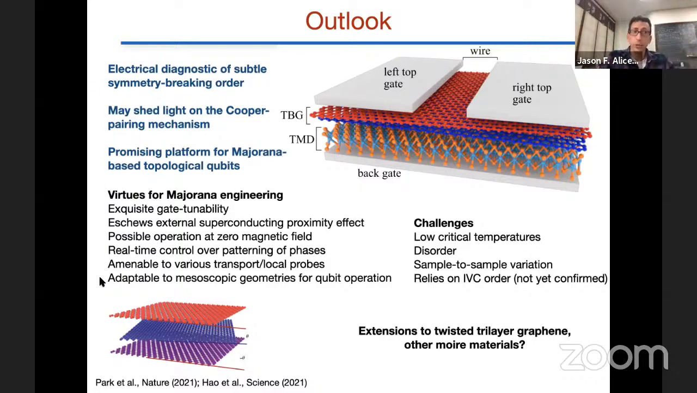And finally, thinking more long-term, these kinds of systems are adaptable to mesoscopic geometries that would allow for non-trivial qubit operation. On the challenging side, there's no free lunch as usual. There are certain things that one would have to wrestle with here, including the low critical temperatures for superconductivity in twisted bilayer graphene, on a couple of Kelvin scale. Disorder is a non-trivial issue, at least in present-day samples, and is tied to sample-to-sample variations in the phase diagram, which I think are not yet under good control. And finally, this whole proposal relies on the existence of intervalley coherent order, which is not yet confirmed experimentally.